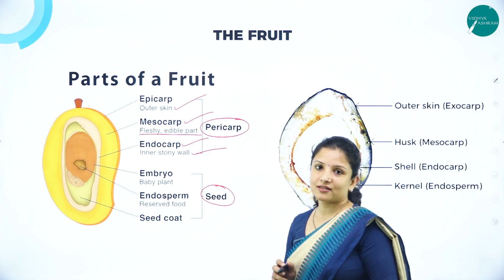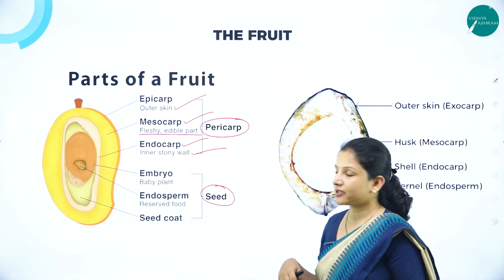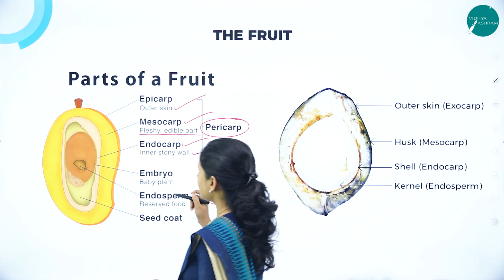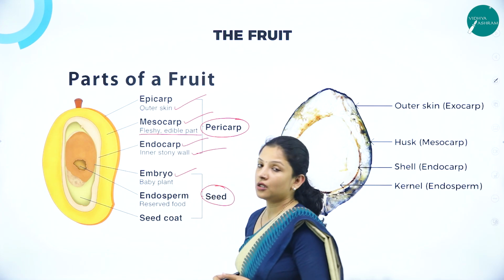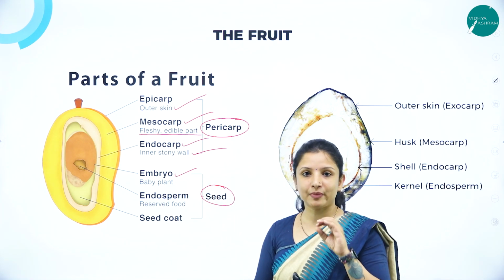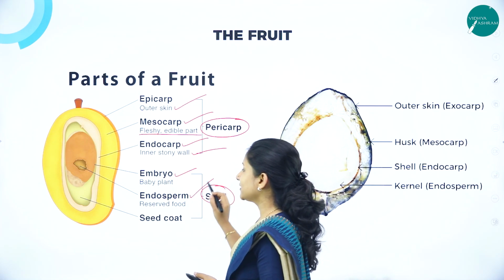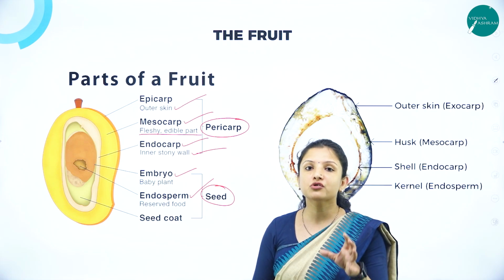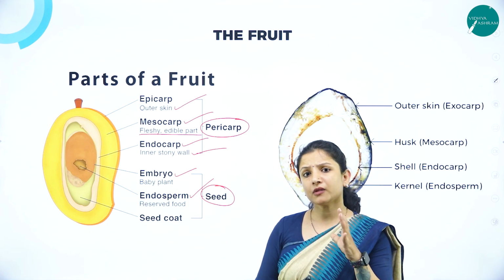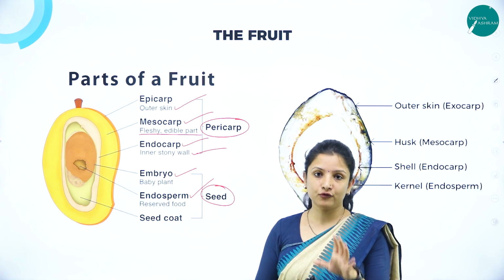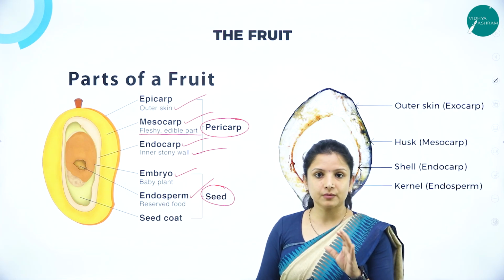Next, inner to the pericarp is present the seed. Now, what is there in the seed? Again, this in detail we'll study in the next coming slides. So, the seed, it consists of the embryo, wherein that embryo is where the baby plant develops. So, in detail we'll study later. And then it has the endosperm. So, endosperm is the nutritive part of the seed, and it is called as the reserved food or storage food part of the seed.